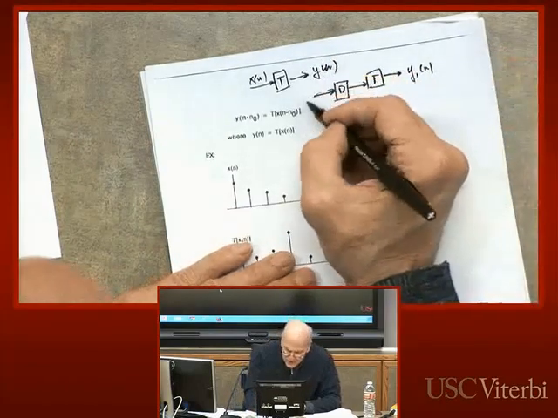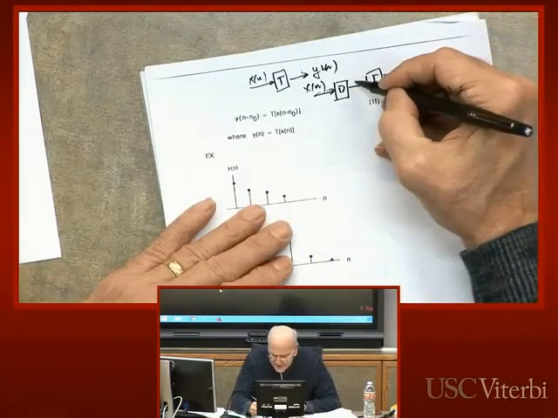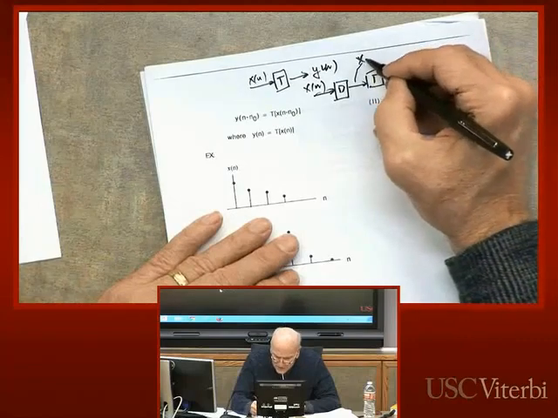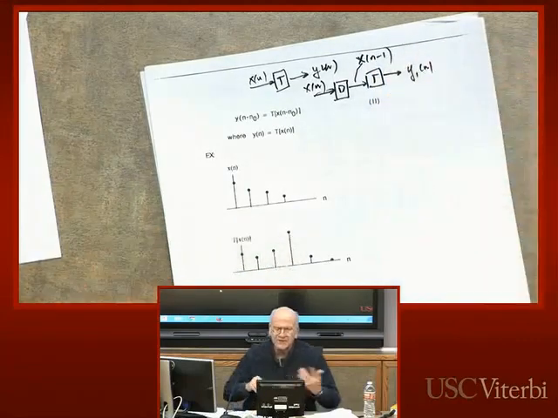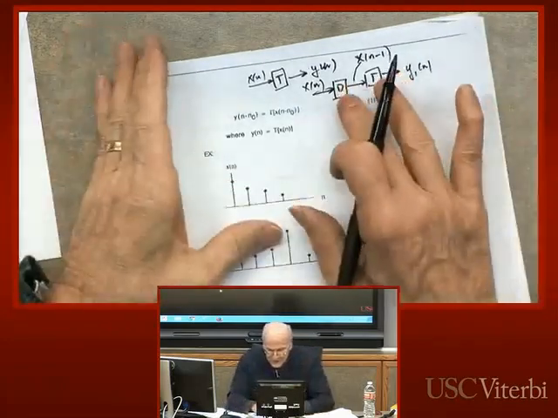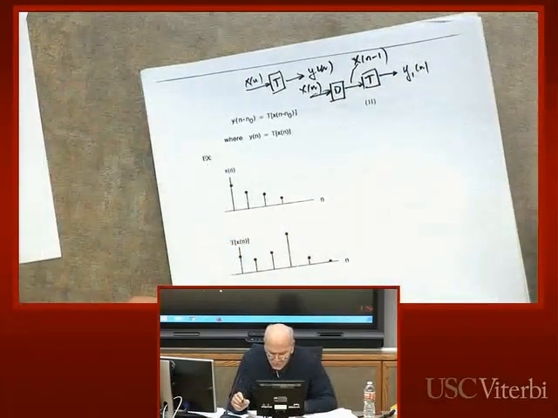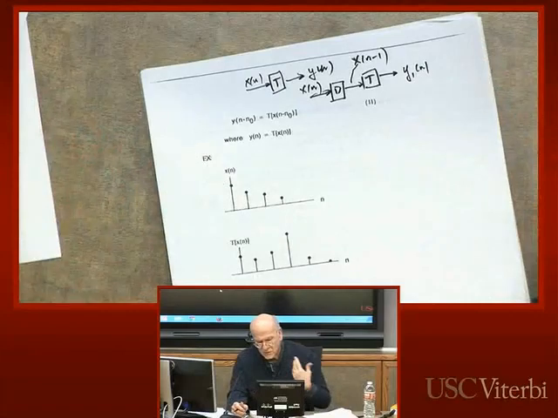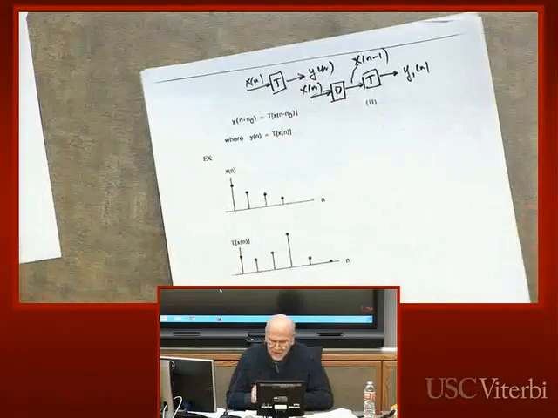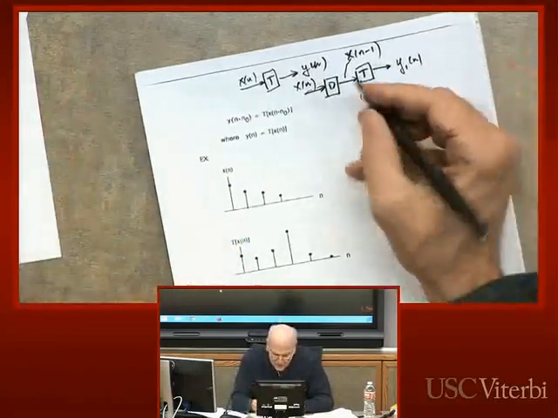So x of n goes in. It goes into this box called D. What is D? That's a one sample delay. The output of D, D stands for delay, is a one sample delay. We will have different terminology for delay blocks in DSP, but this is as good as any. Then it goes into my system T, and output comes y1 of n. So the question is, what is y1 of n? Can we somehow relate it to y of n? And the answer is yes, you can, if the system is linear shift invariant.